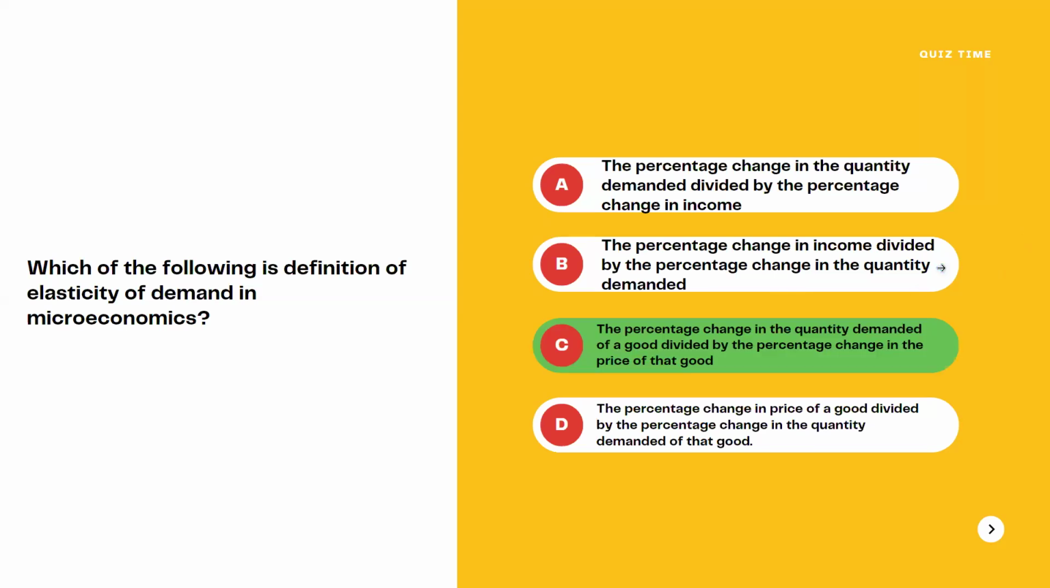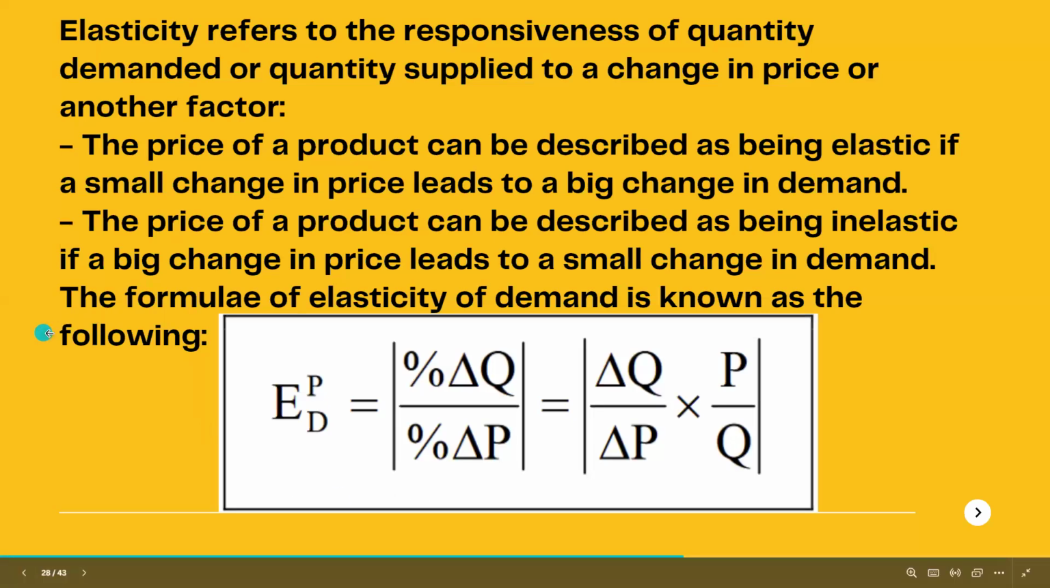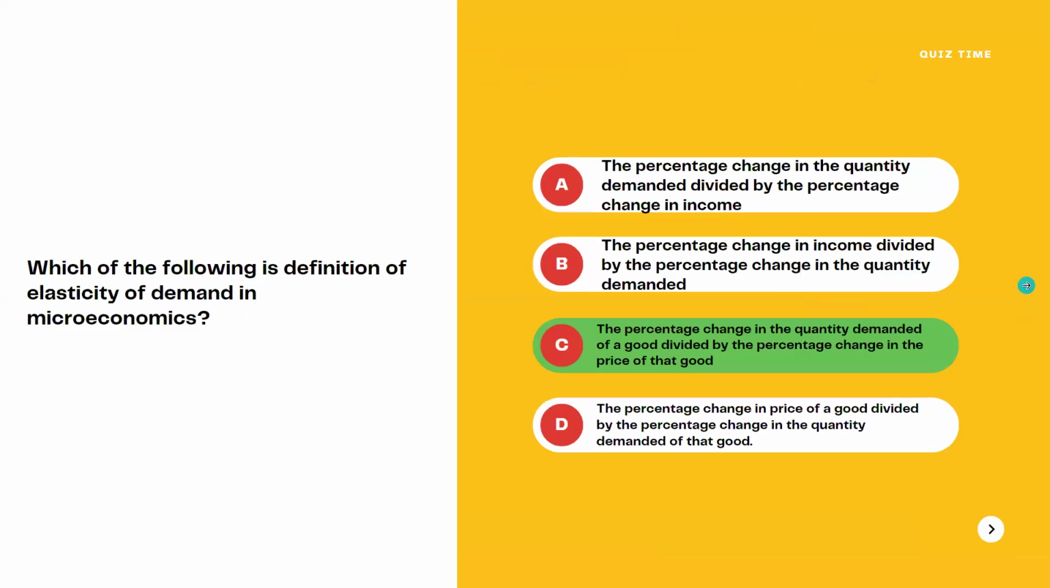And the answer is C. The formula can be expressed in a mathematical way as the percentage change in the quantity, percentage delta Q, divided by the percentage change in the price, percentage delta P. So it's a mathematical way to describe the elasticity of demand. Congratulations, that's much better.